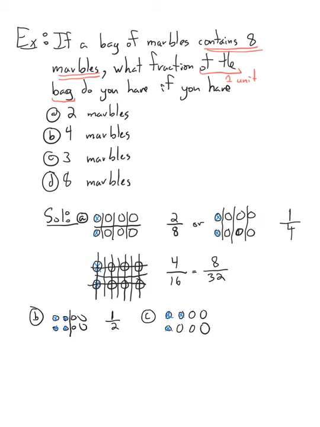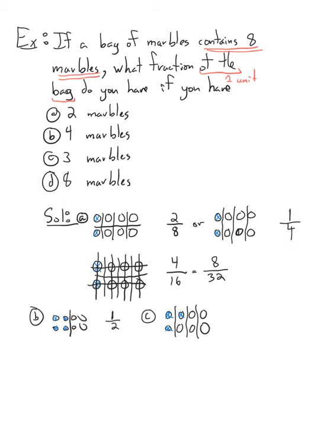Now here, we can't break it up into equal pieces of 4 marbles. Let me just draw this and then I'll erase it. If we break it up like this, we don't have complete pieces. We have 1 complete piece, but then we have half of another one. We can represent that as a fraction later. We'll talk about that in a bit.